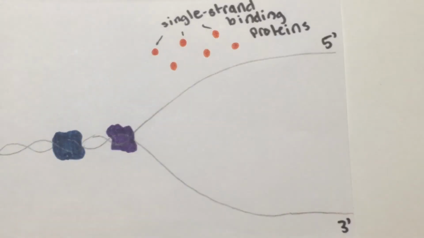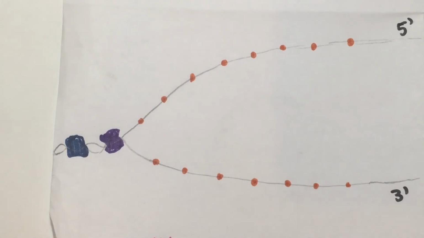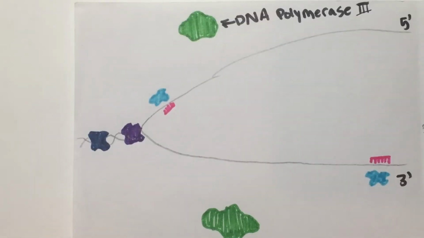Next, the single-strand binding protein binds to the unwound single-stranded DNA to help stabilize it. Shown in light blue, RNA primase adds a short primer in pink that is complementary to the template DNA strand. The primer is necessary to give DNA polymerase a hydroxyl group on which to start adding nucleotides.